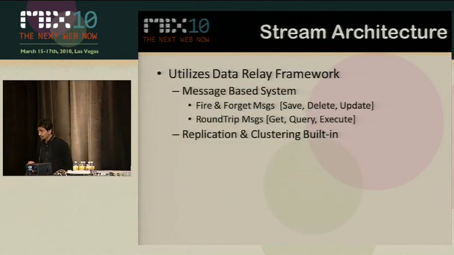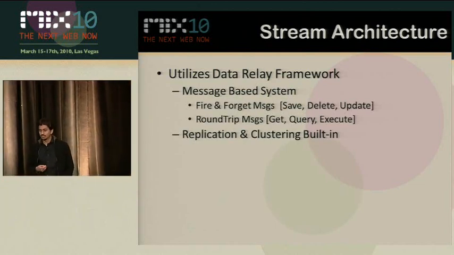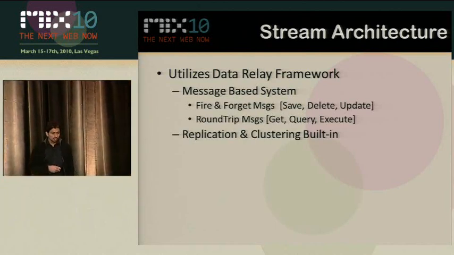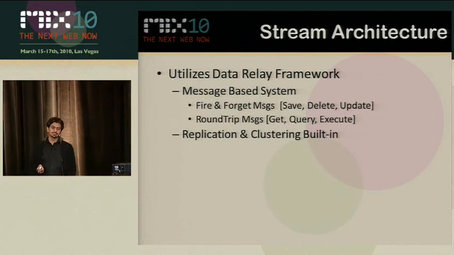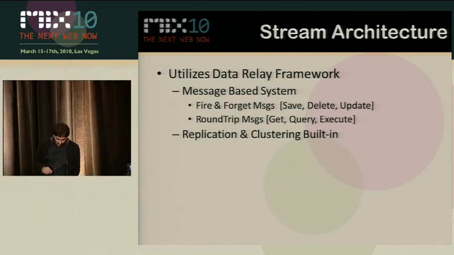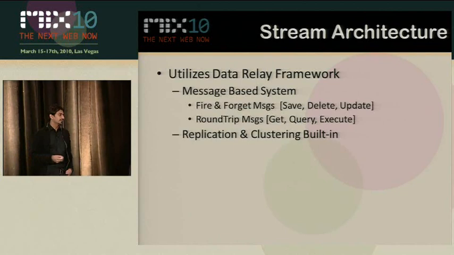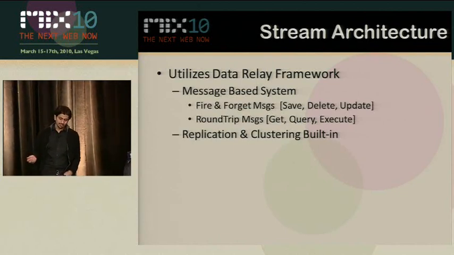So a little bit about the stream architecture, right? So we use a system called Data Relay, which Eric talked about very briefly. And more or less, it's a message-based system, and there are just basically two kinds of messages in the system. There's the fire and forget, and then there's a round-trip message. And so what's an example of a fire and forget message, right? Well, you save something, you delete something, you update something. That's a fire and forget.